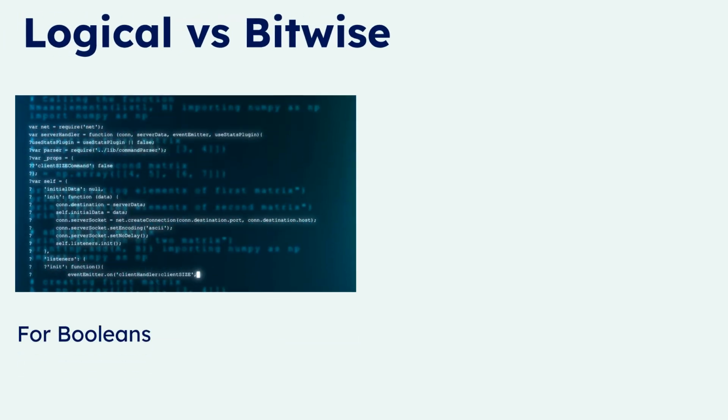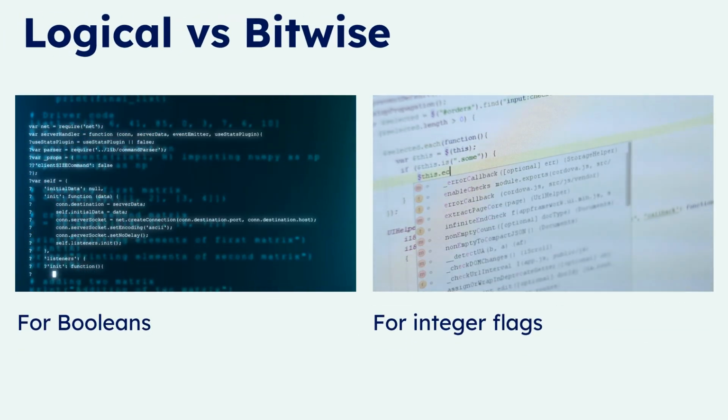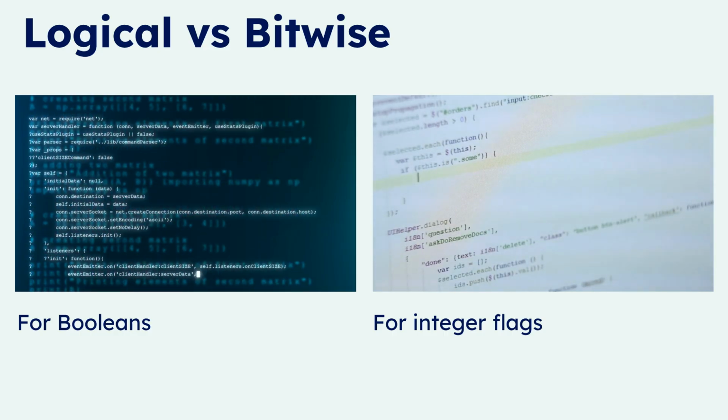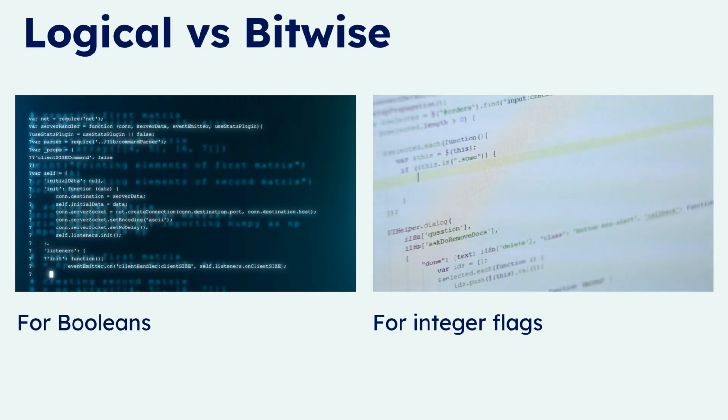Logical operators like and, or, and not are for Booleans. Bitwise operators like &, |, and ^ are for integer flags and masks. Parenthesize complex bitwise combinations to manage precedence.